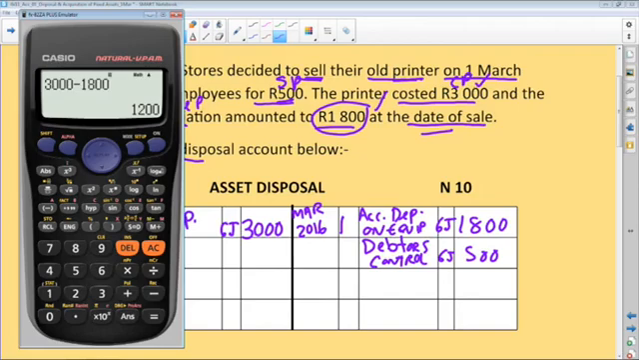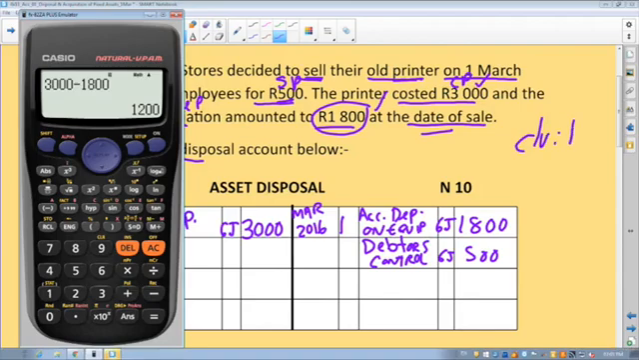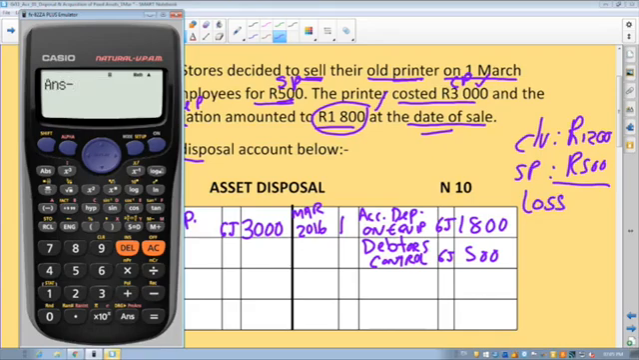So immediately, carrying value 1,200, but that selling price is 500. You're probably thinking, what has the owner done? Why is he selling it for so little? It's worth 1,200. So unfortunately for him, he's made a loss on sale of asset, and that loss on sale of asset should be 700 Rand. Loss on sale of asset gets recorded on the credit side of asset disposal, 700, general journal, loss on sale of asset.